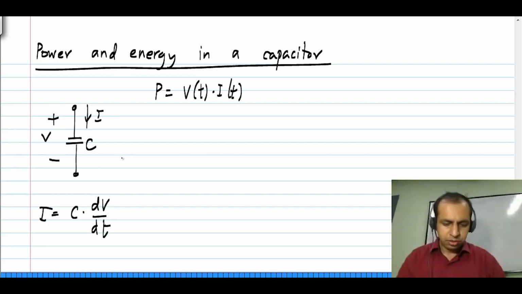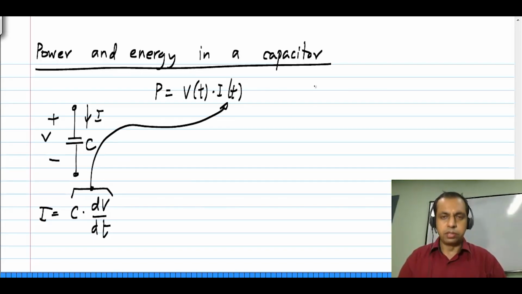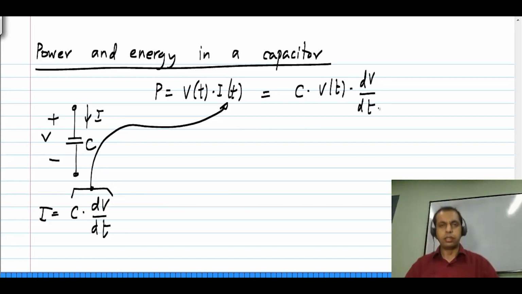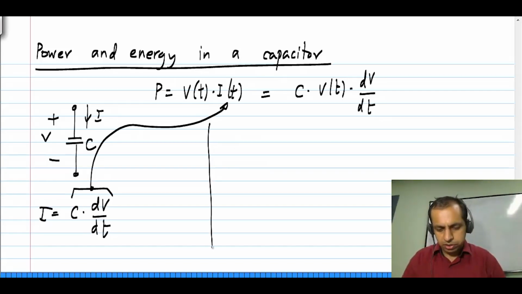Now, of course, we have to substitute this current into this expression to give us C times V of t times dV dt. First of all, this expression looks a little more complicated than that for a resistor. But the important point here is that this is the power delivered to the capacitor, and this can be either positive or negative.